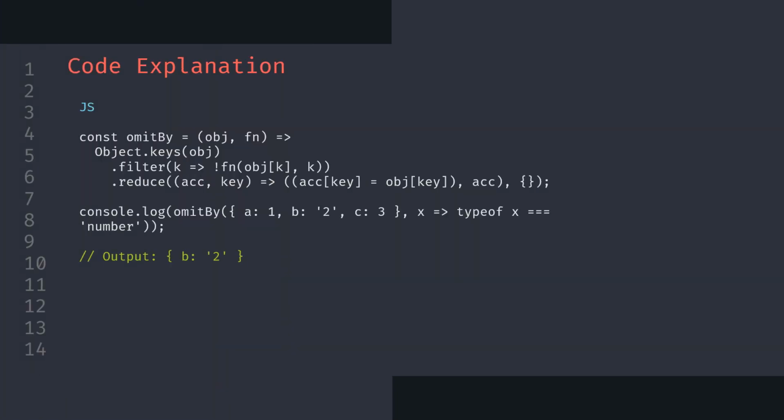This function works in 3 steps. First, we extract all keys. Then, we filter out the ones where our function returns true. And finally, we reconstruct the object using reduce.